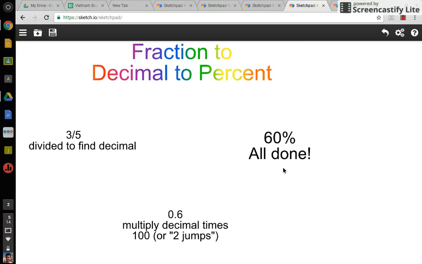And we're all done. That's how you do it. So 3/5, the fraction, is the same thing as 0.6. The decimal is the same thing as 60%, the percent. These are all equivalent terms, okay?